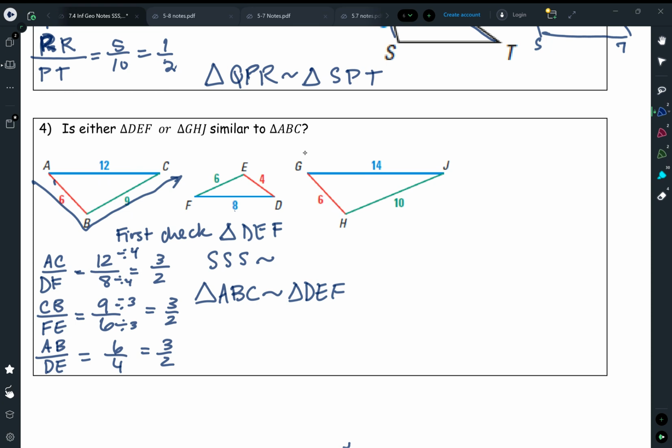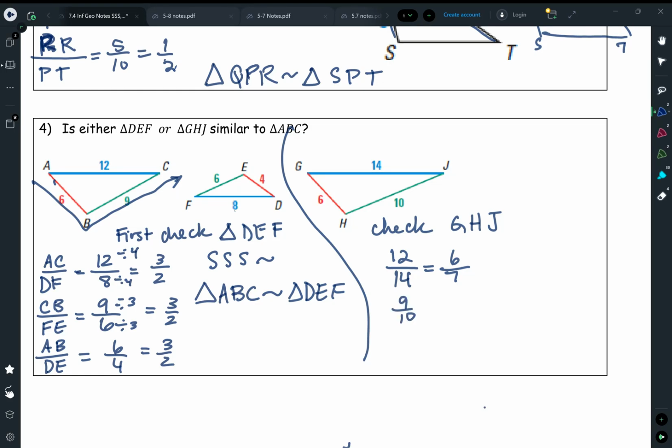Now, we also want to check our second triangle. We also want to check GHJ, because they could both be similar. You never know. So the biggest side on the first triangle was 12, and the second one is 14. So that's going to be 6/7. And then I want to check green to green. Well, that would be 9/10. Okay, can't reduce that, already not the same. Last one would be 6/6, which is equal to 1.